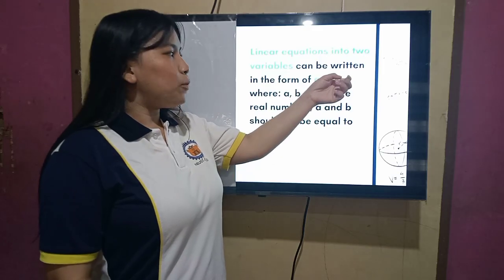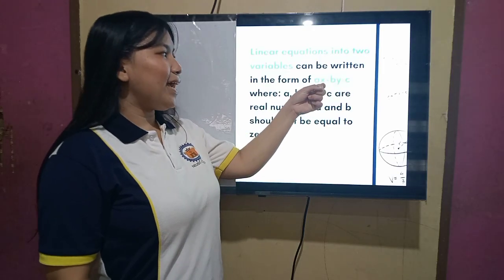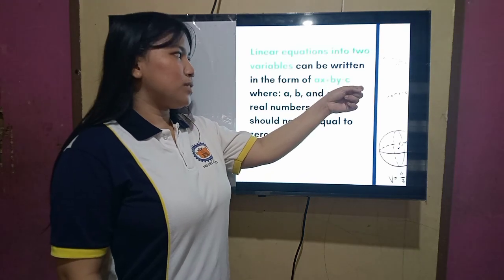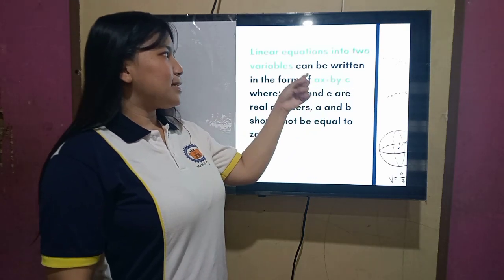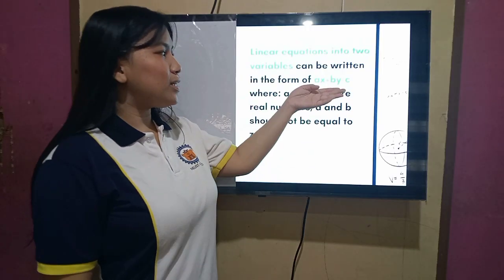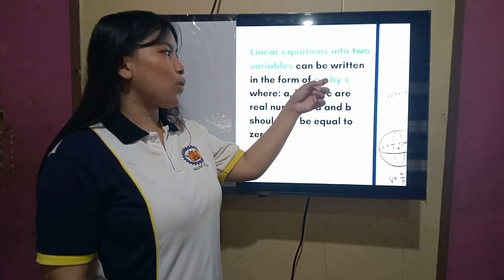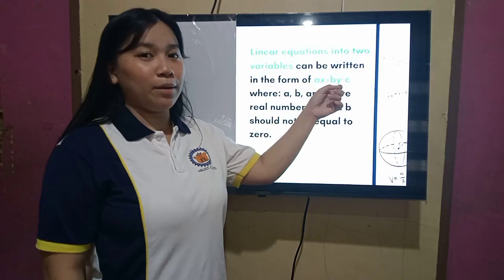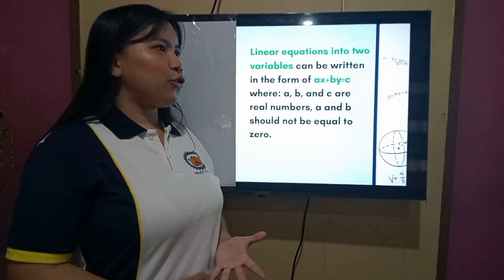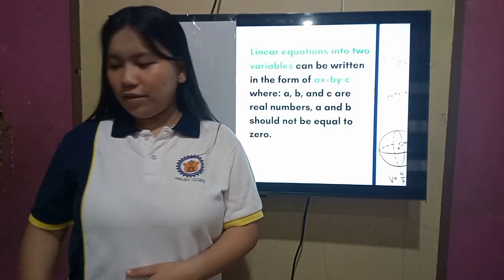But if meron pang additional na variables like ax plus by plus dz equals c, that would be a linear equation in three variables. So, kaya natin siya natawag na linear equations kasi wala siyang squared or cube sa ating mga variables. So, now, tignan natin kung ano yung iba't ibang system ng ating linear equation.